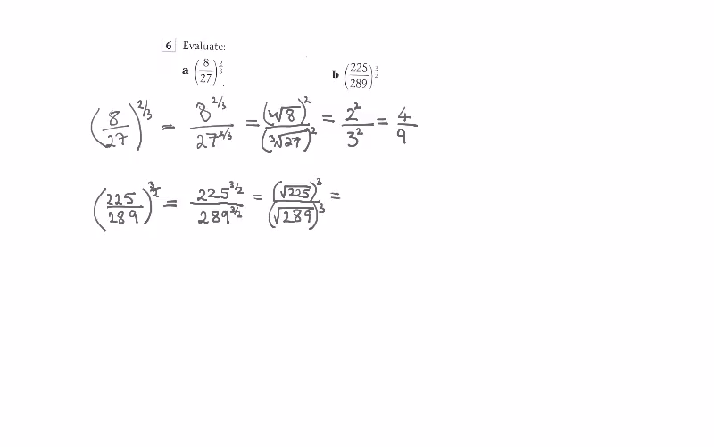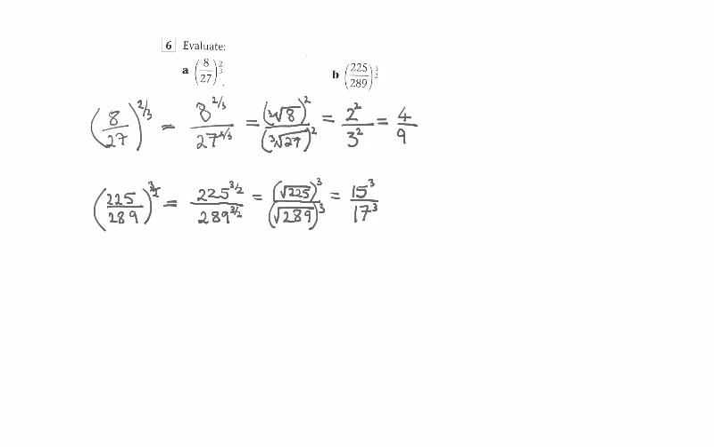Now, the square root of 225, you should recognise that and think that is 15. So we've got 15 cubed, and the square root of 289, you should know that that is 17. So we've got 15 cubed over 17 cubed. Now, if you really must, you could go ahead and work out what 15 cubed is.